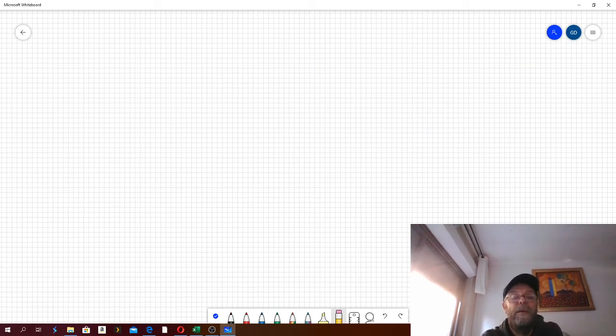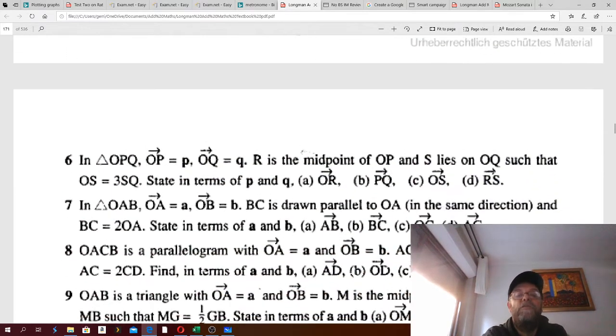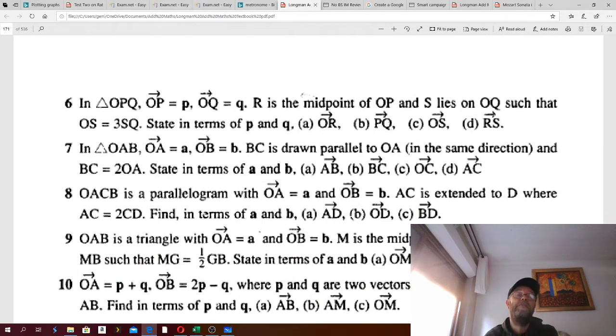Okay. So let's have a look now. So that was question number 5. Okay. Now, I'm also just going to do question number 6, and then I'm going to leave number 7, 8, 9, and 10 for you to have a look at.